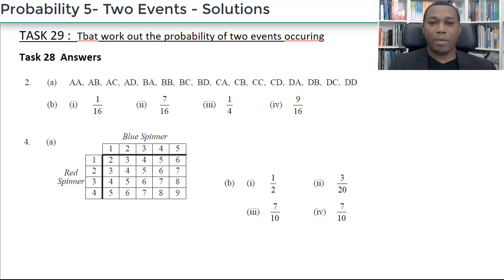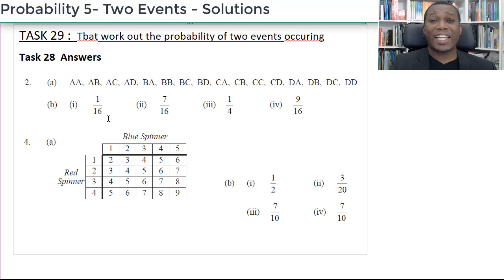So for question number 2, there was the listing, all the 16 probabilities. So you have the probabilities there to mark your work. Part B, what was the chance of getting an A twice? So getting an A twice, there's only one way. If we look at it there, there's only one way to get an A twice out of a list of 16. So 1 on 16.